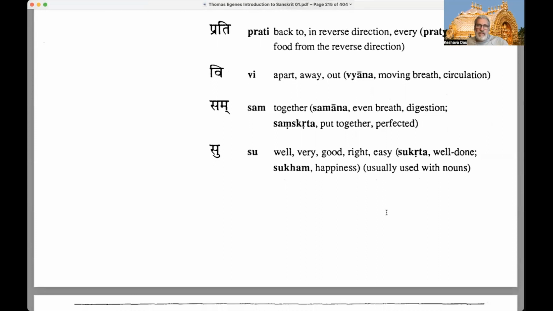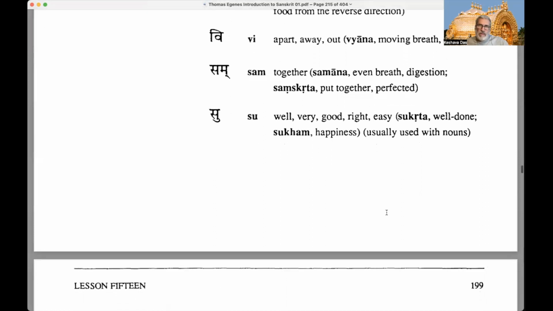So vi is another upasarga. It means apart or away or out. So we have, again, the five life airs. They're all ana, but we have vyana. Vyana is the air of circulation, moving breath, right? Then we have sam. Of course, we know many words that use sam: sankirtana, sam yoga, Samskrita, he says here. So it's samana. His favorite thing is to show the different life airs. So here we have another life air called samana.